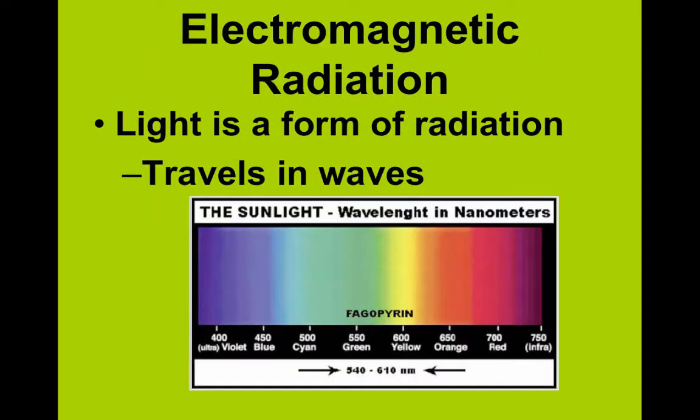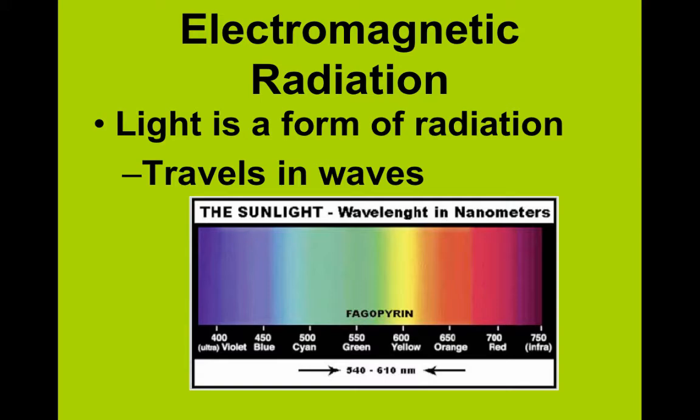To do this, we need to know what electromagnetic radiation is. I know it seems like I just made a huge jump, but we need to know about light as a form of radiation. So light, like all other forms of electromagnetic radiation, travels in waves, okay? If you look at this picture, what we can see falls between 450 and 700 nanometers.